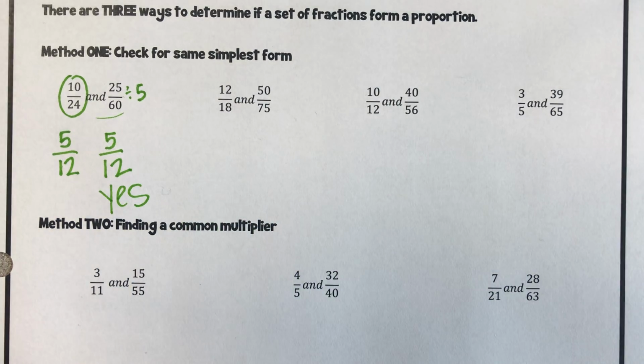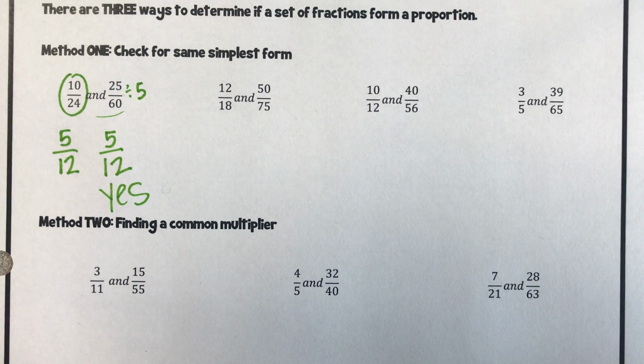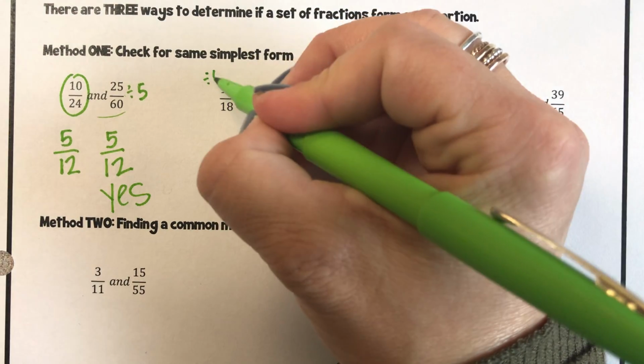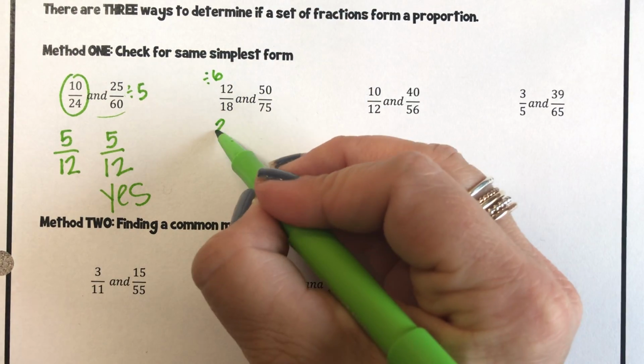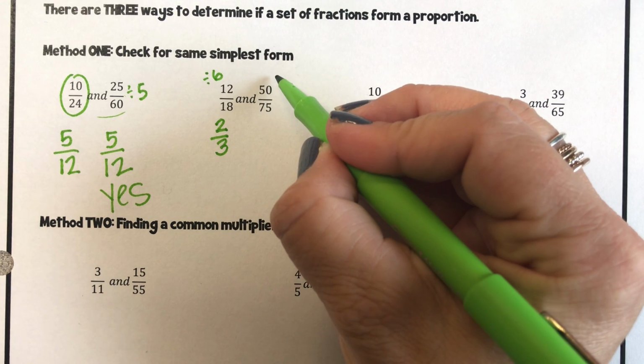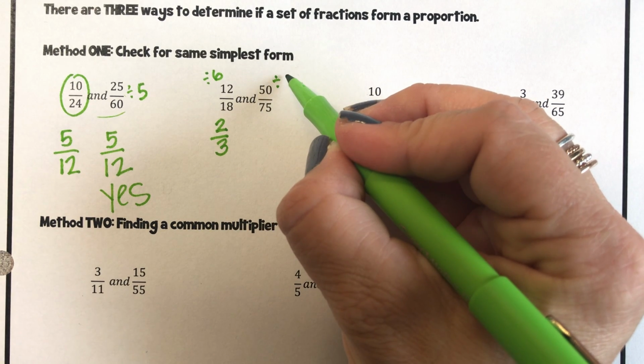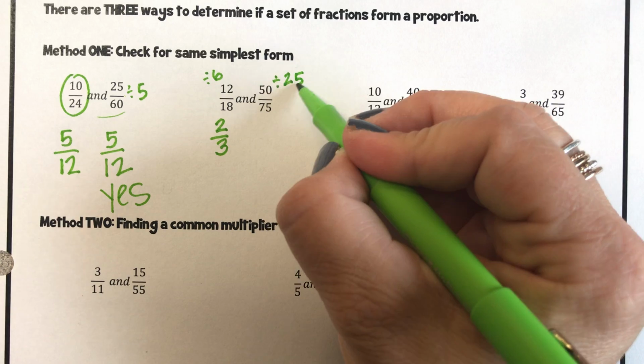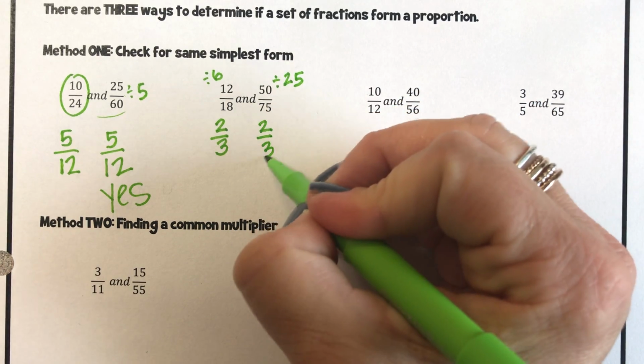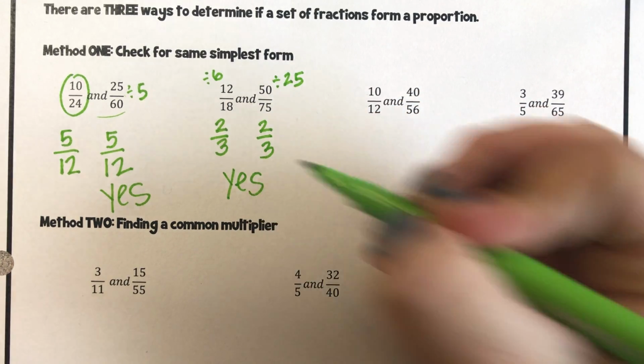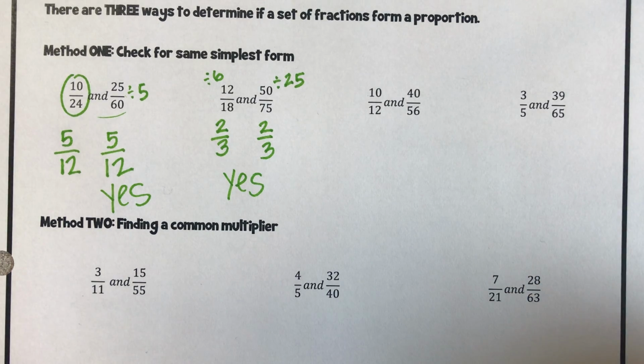Okay, let's look at this next one. 12 over 18 and 50 over 75. What are 12 and 18 both divisible by? 6, so that would be 2 over 3. These are both divisible by 25, which would give me 2 over 3. So these two fractions also form a proportion, right? If I set them equal to each other, they mean the same thing.